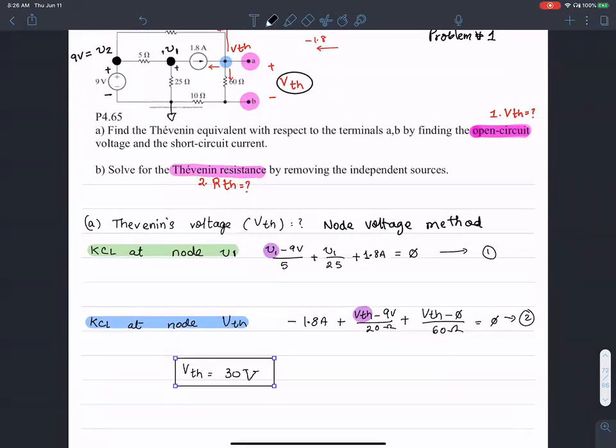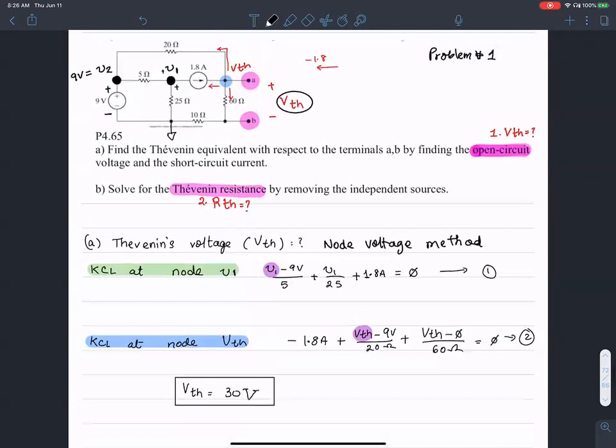So this is my first step. This is what I was after, to find out VTH, right? So it's just a matter of solving 2 equations.